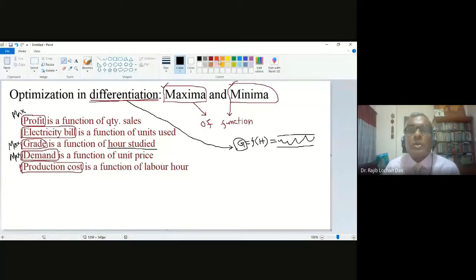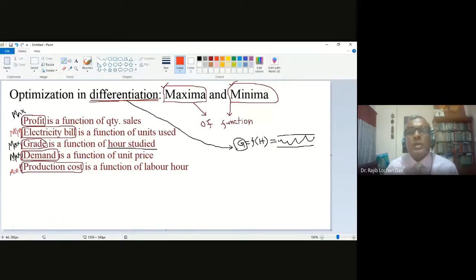Yes, it is true. But for now, I am not giving you the function for profit, the function for production cost, or the function for, say, grade. I am just trying to make you understand what this is, and I'm showing, if the function is known, then how you can calculate. So this is my capacity. This is all I can do.